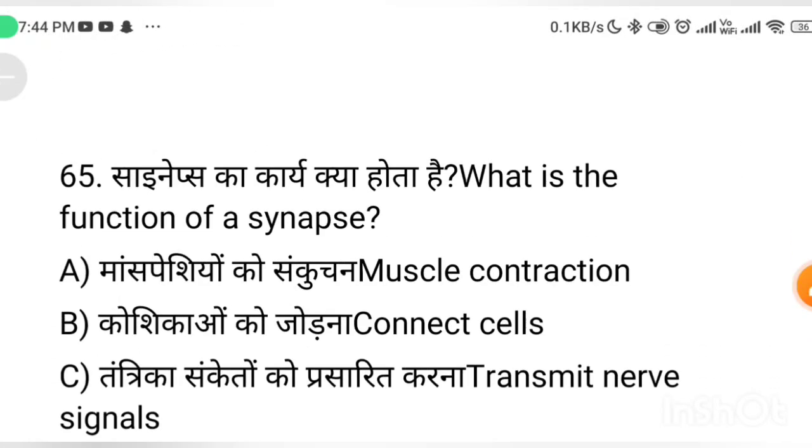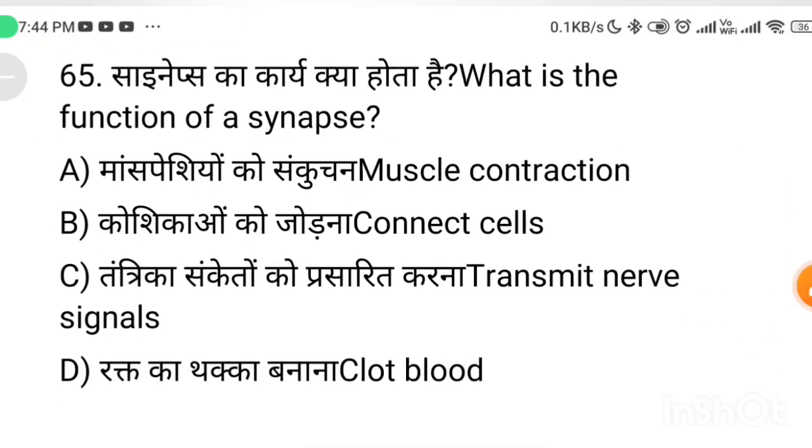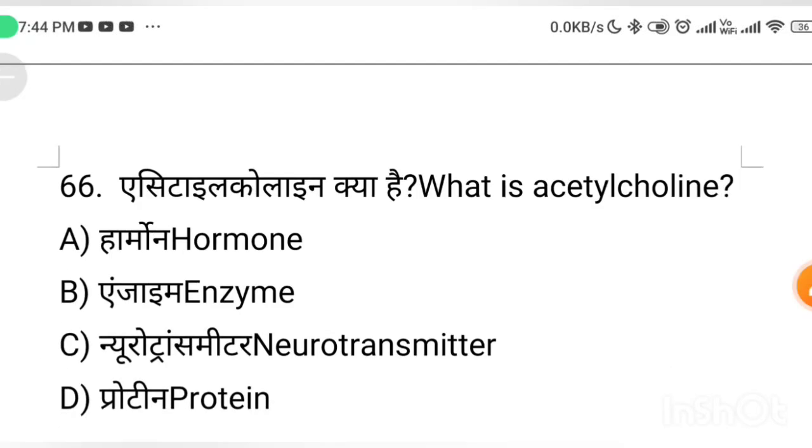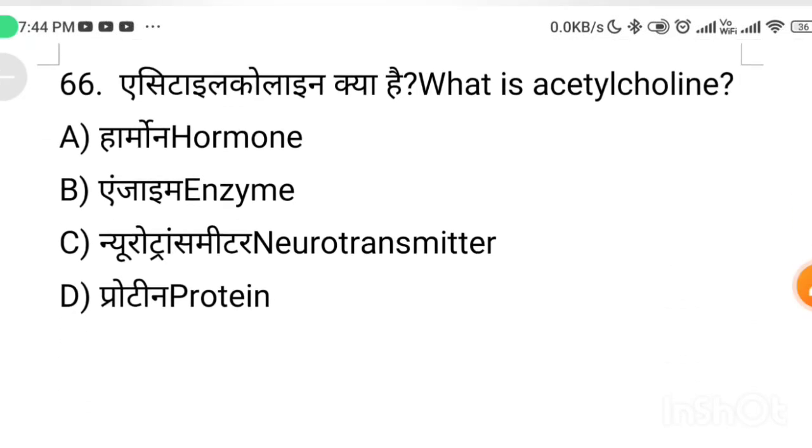Next question. What is acetylcholine? Option A, hormone. Option B, enzyme. Option C, neurotransmitter. Option D, protein. Correct answer is option C, neurotransmitter.